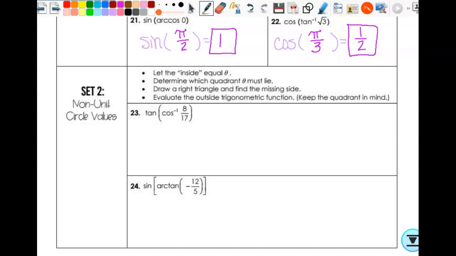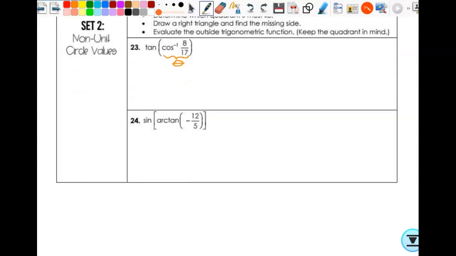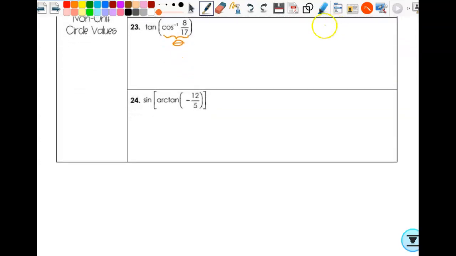So when we had matching ones, like tangent of cosine inverse. If this was cosine of the cosine inverse of a value that we didn't know, then we could use those intervals we had. But when they don't match, the intervals don't matter at all. Instead, we're going to have to draw a picture here. So this says to let the inside be theta. When I take the cosine inverse of that value, whatever it is, it's going to give me some angle. I don't know what it is, but I'm going to call it theta. So then I'm going to look for the tangent of theta. That's what I'm trying to figure out.